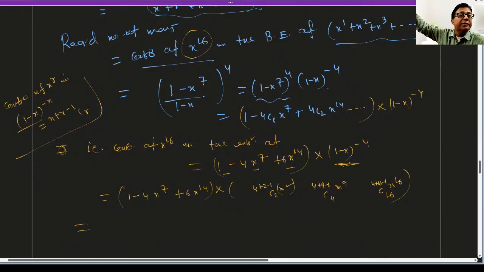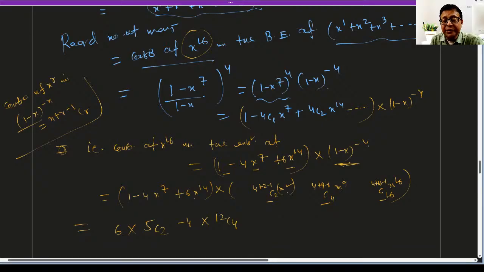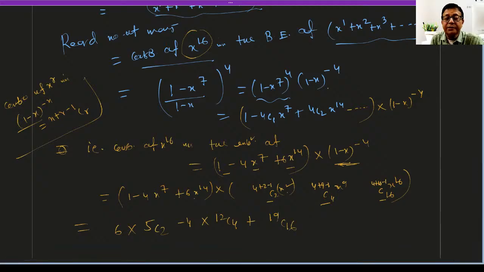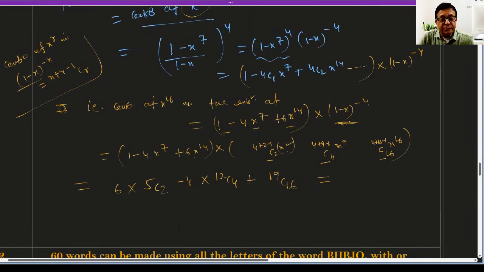Now all other terms are there, but I have written these few only, and this one. So x square multiplied with this is what? 5C2. X to the power 9 multiplied with this, 12C4. And finally, this thing multiplied with 1. What's the coefficient here? 19C16. Hope you all can find it. Isn't it? Can be found easily.